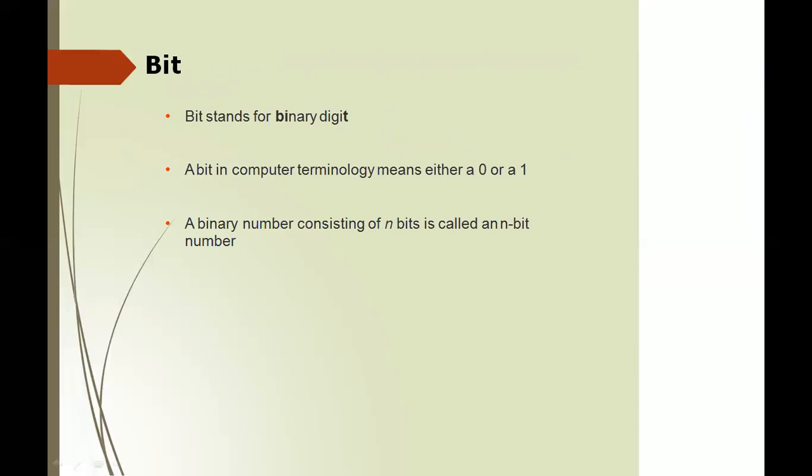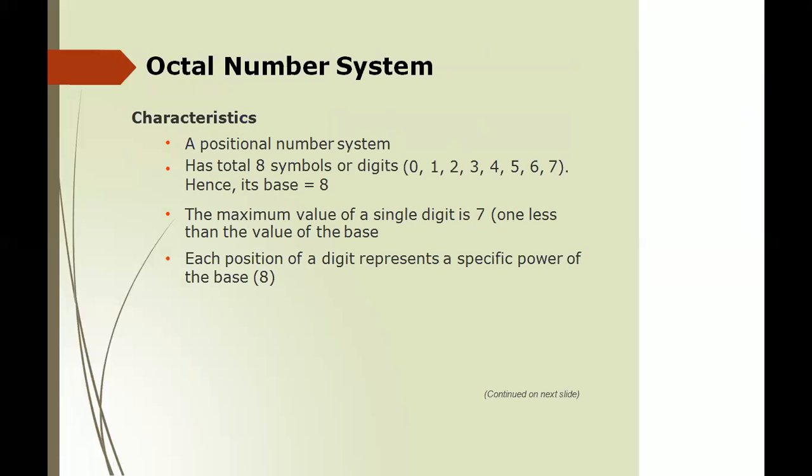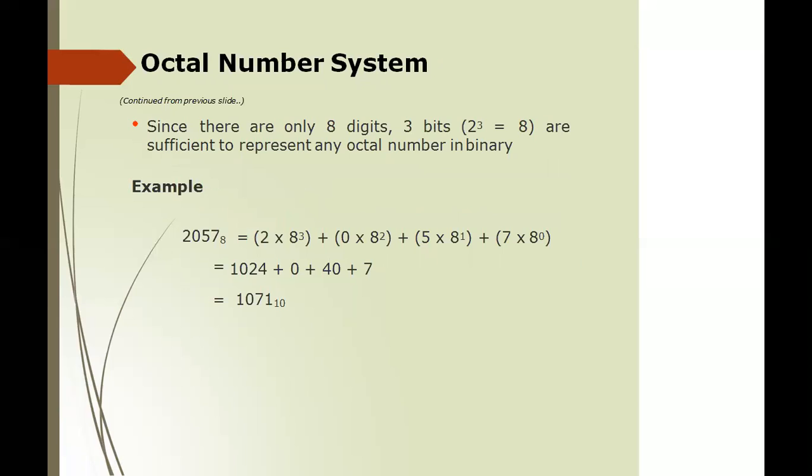Here B stands for binary digit, and a bit in computer terminology means it's either a 0 or a 1, and a binary number consisting of n bits is called an n-bit number. The octal number system is also a positional number system, and the digits are from 0 to 7, that is a total of 8 digits, and the base of this number system is 8.